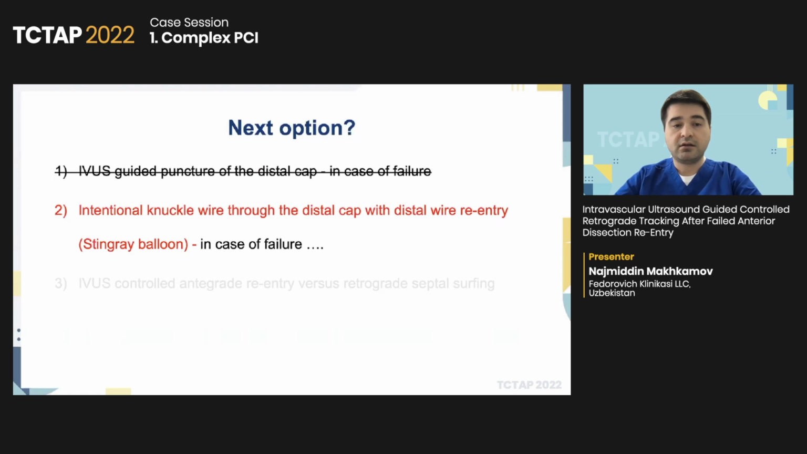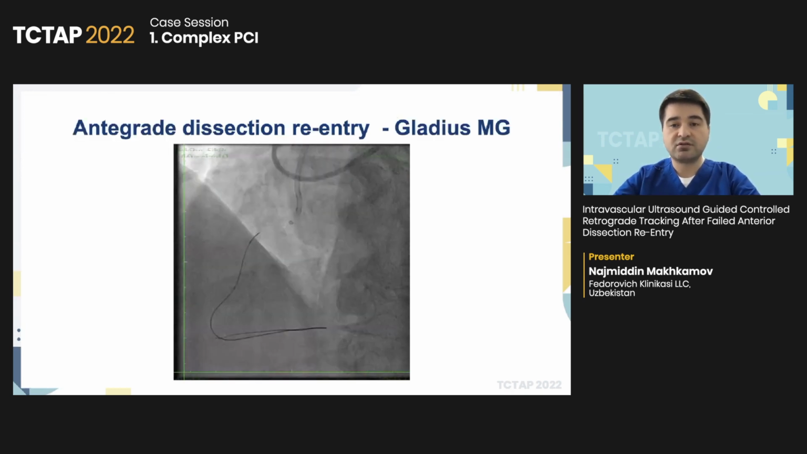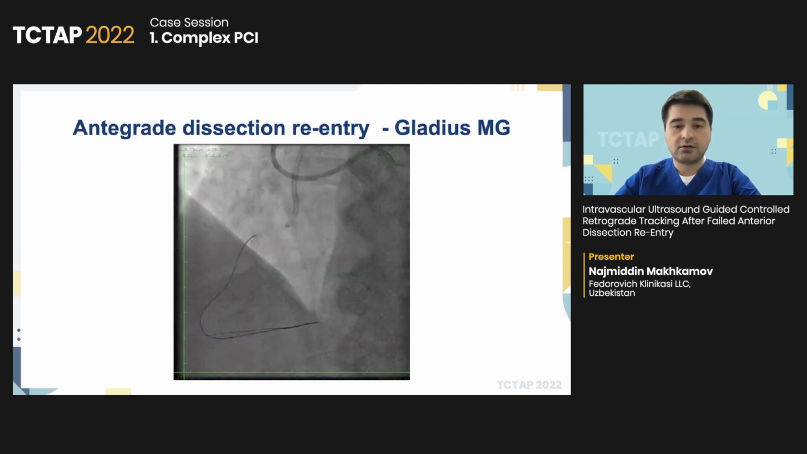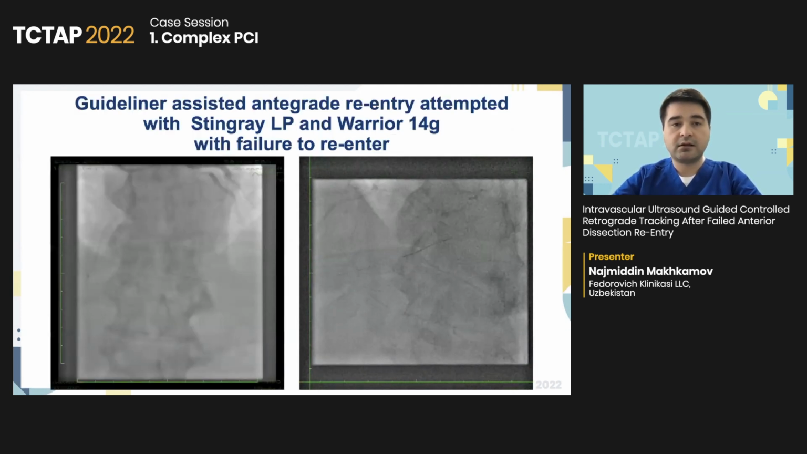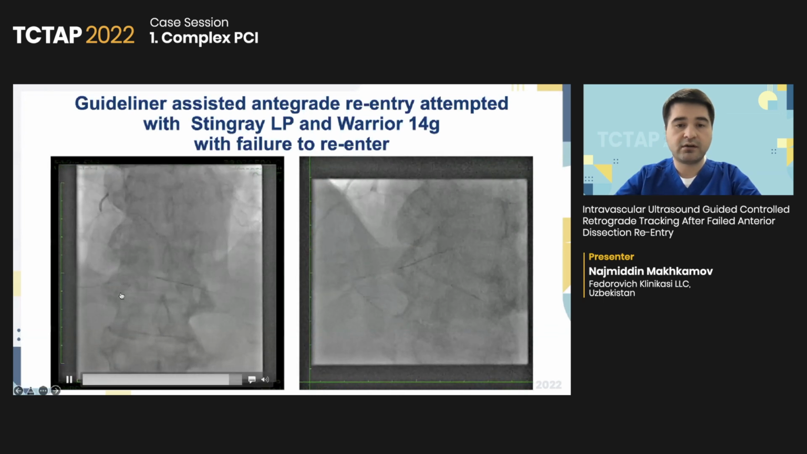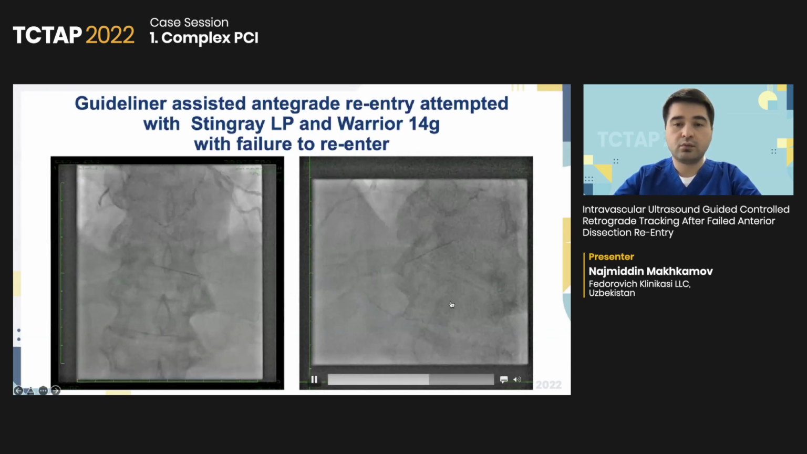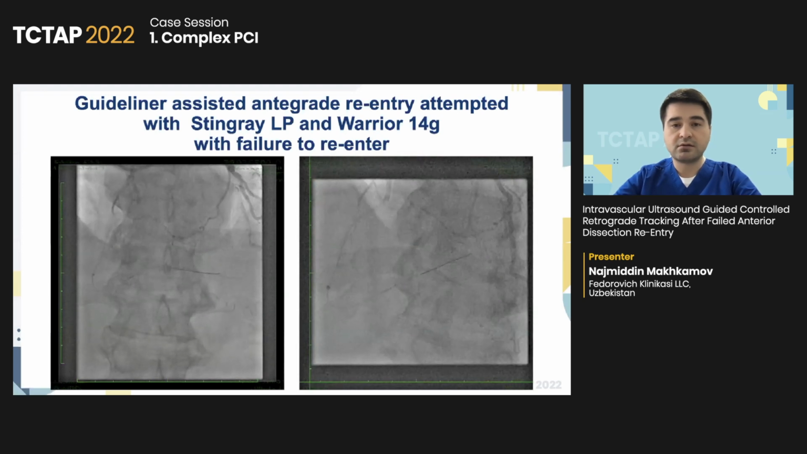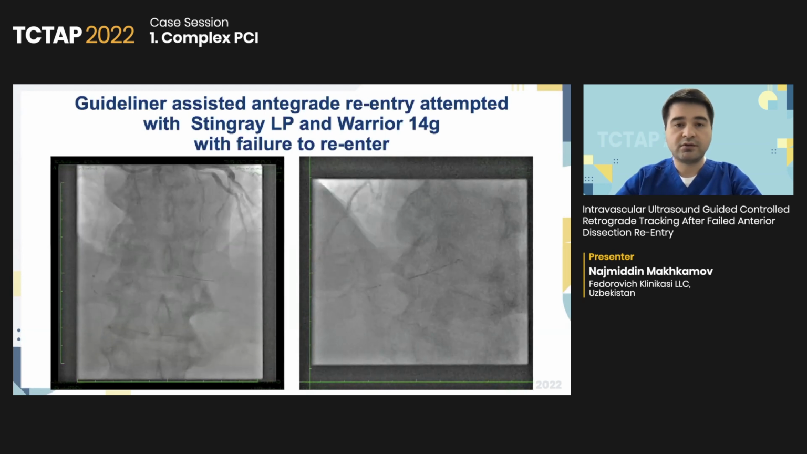So we did the next option: the initial knuckle wire through the distal cap with distal wire reentry with the support of Stingray balloon. So we did an antegrade dissection reentry with Gladius. It was nicely done, and then a Guideliner assisted antegrade reentry attempt with the Stingray LP. As you can see here, in the distal part we had the Stingray, and we tried several times to cross into the true lumen with the Warrior 14 gram wire, with failure to re-enter.